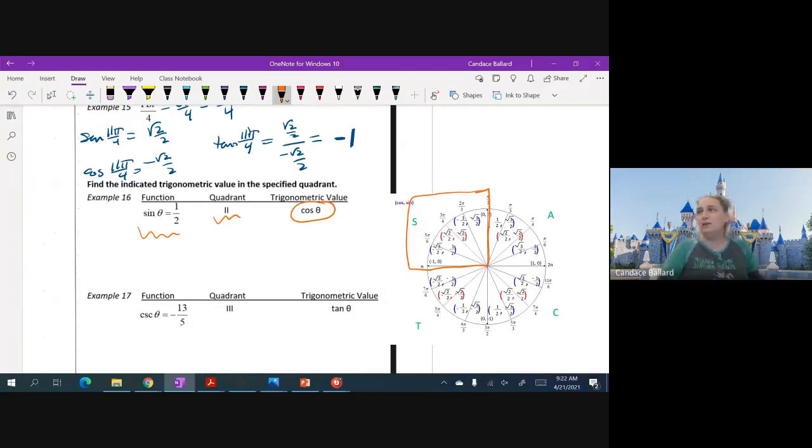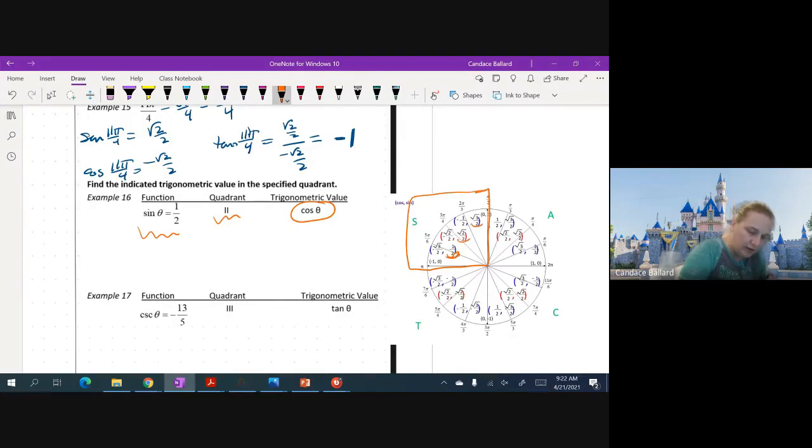Can you all tell me in the chat, is the sine the x coordinate or the y coordinate? Sine, x coordinate or y coordinate? All right, it is the y coordinate. So what I'm going to do is I'm going to look at my y coordinates in here.